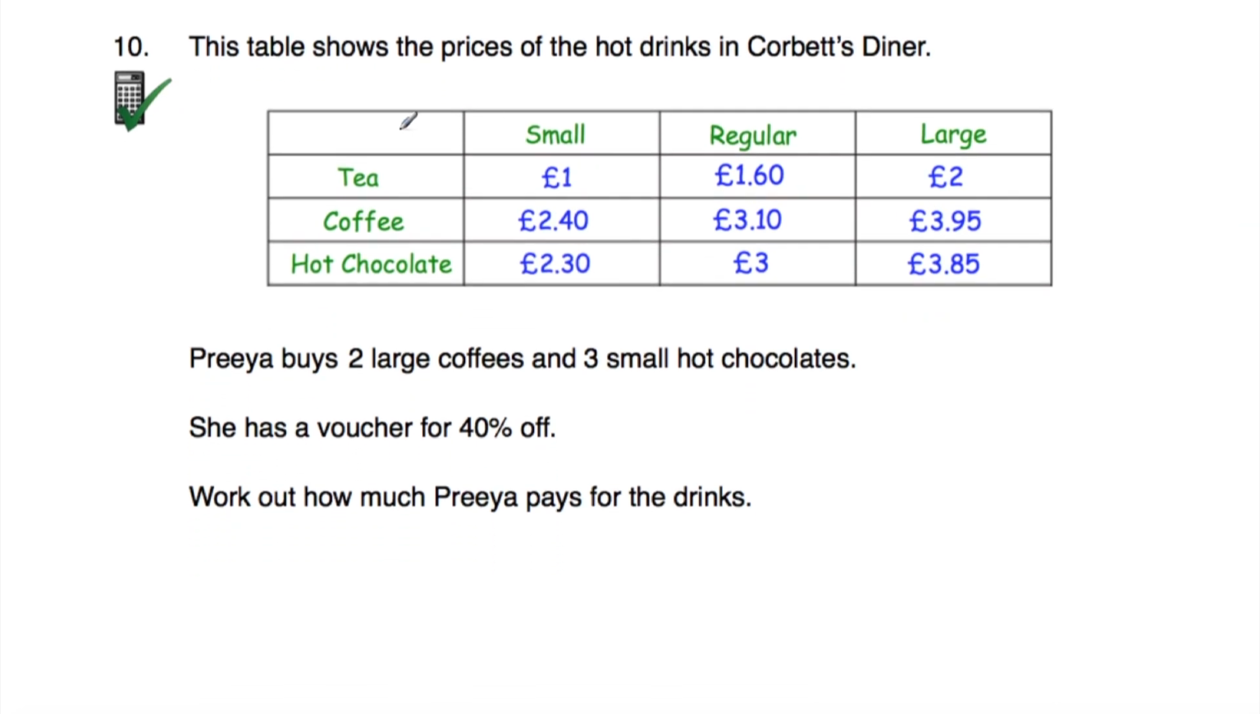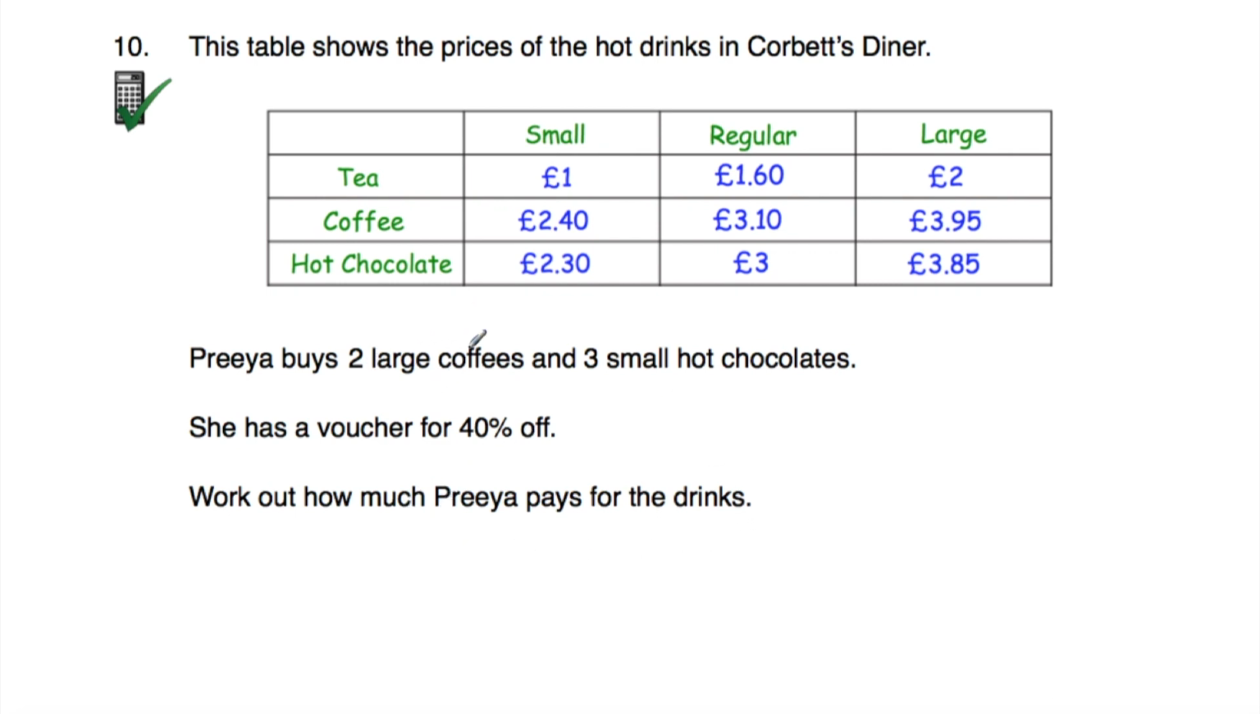So question number 10, we've been given a table and it shows the price of hot drinks in Corbett's Diner. So in Corbett's Diner, we can get tea, coffee or hot chocolate. They're the 3 hot drinks. And there's 3 possible sizes. There's either small, regular or large. And we've got the prices. And Priya buys 2 large coffees and 3 small hot chocolates, and she has a voucher for 40% off. Work out how much Priya pays for the drinks.